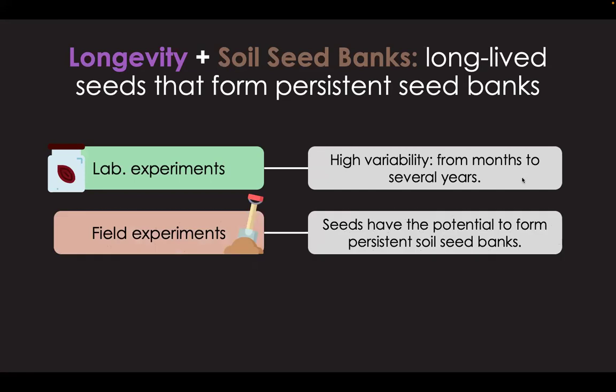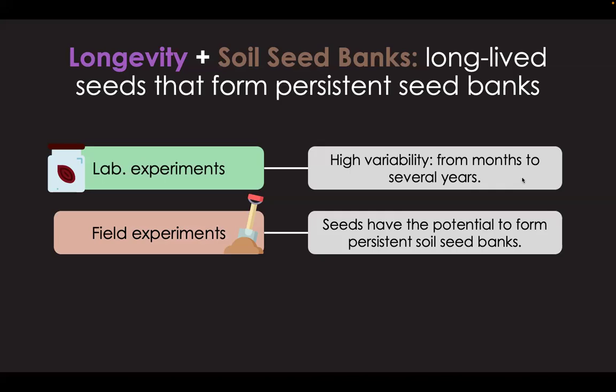But when these experiments were carried out in the field, where researchers buried their seeds in the soil and monitored their viability for a long time, they found that all of the species evaluated were able to form persistent soil seed banks, which means that seeds that were buried in the field were able to persist for at least 1 year. So researchers were able to monitor these seeds for a long time, and even after a year, they were still finding viable seeds in the soil.